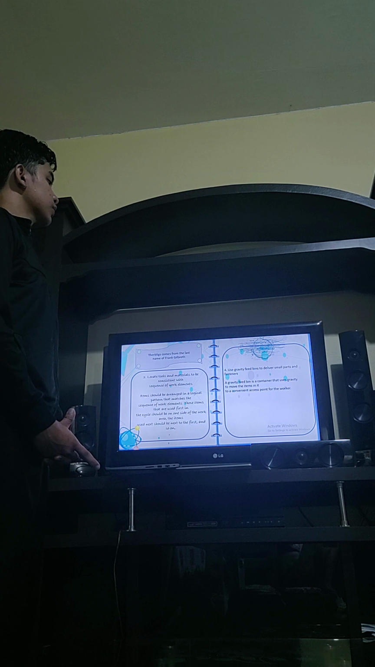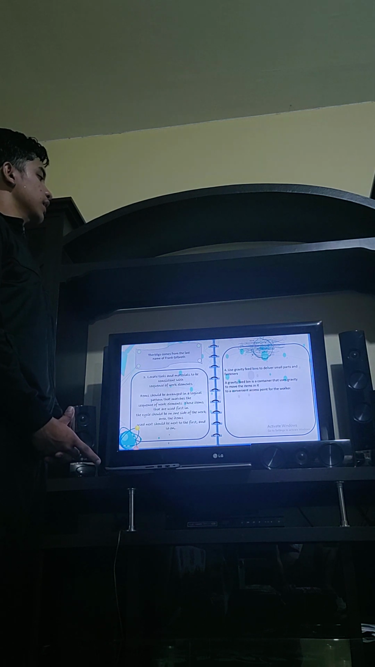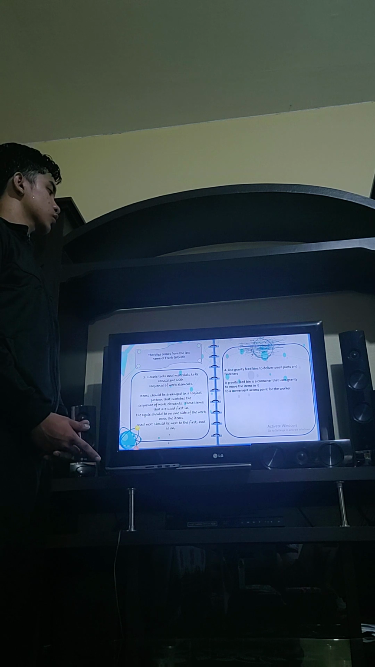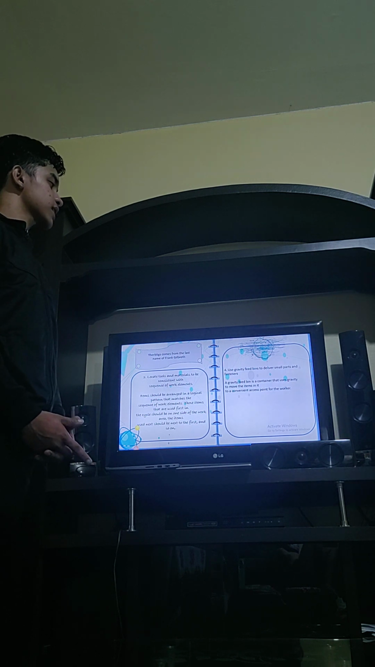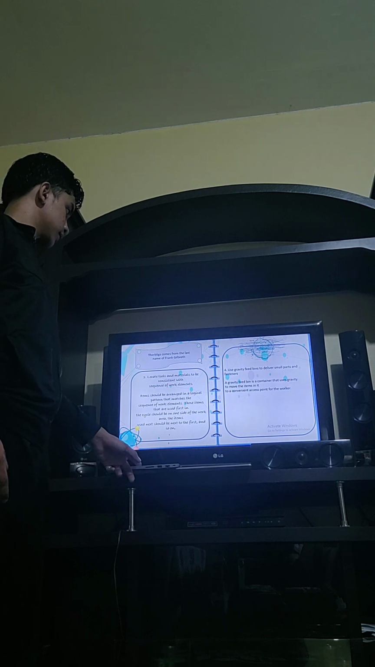Number 4, use gravity feed bins to deliver small parts faster. A gravity feed bin is a container that uses gravity to move the items in it to a convenient access point for the worker.